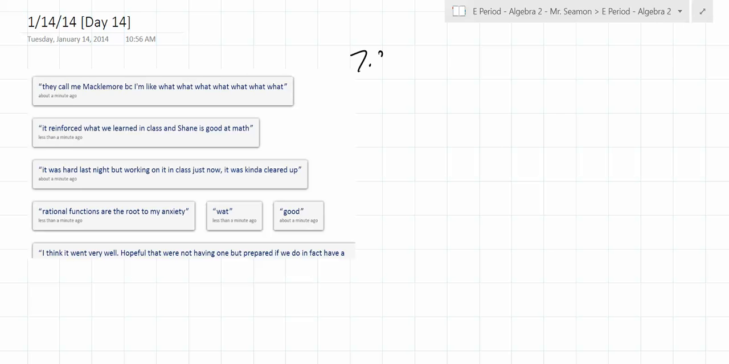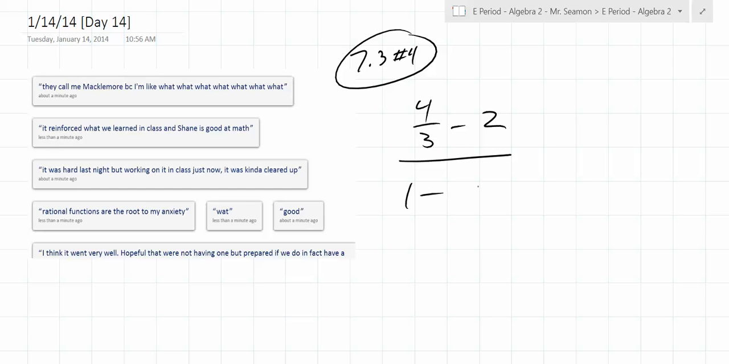This is 7.3, number 4, right here. So we have 4 over 3 minus 2 over 1 minus 3 over 8. Oh, so you didn't say 4, you said 24? Yeah. Okay, let's just do this one quick because I wrote it down.